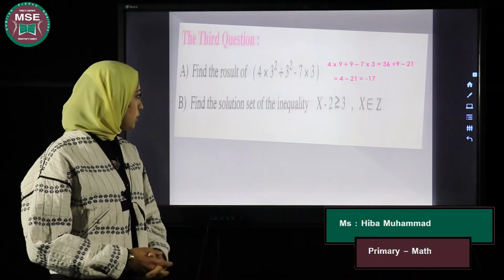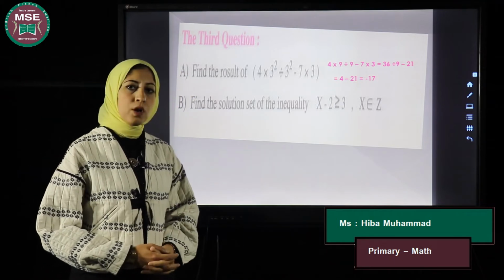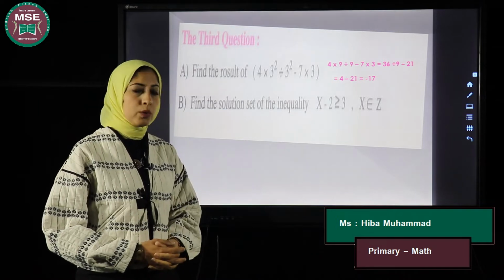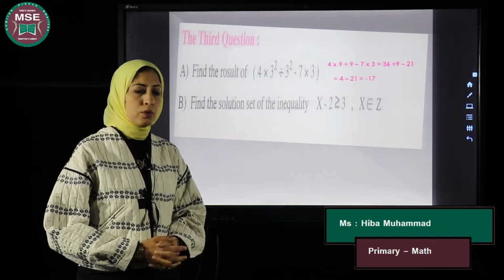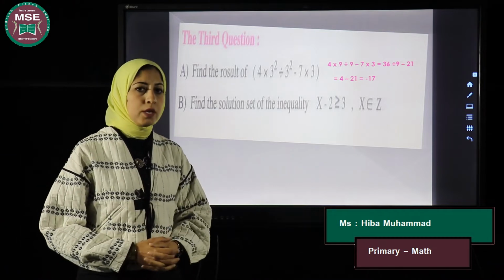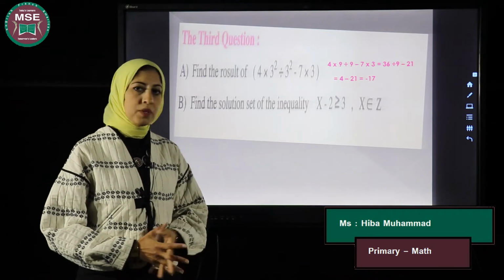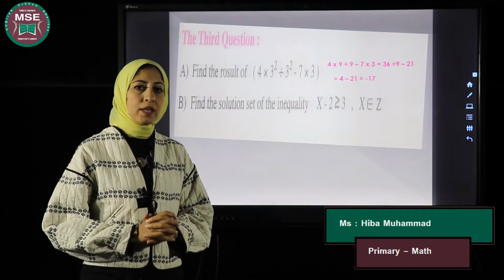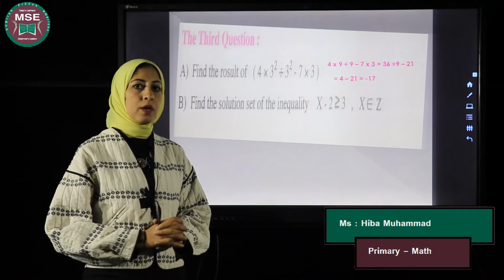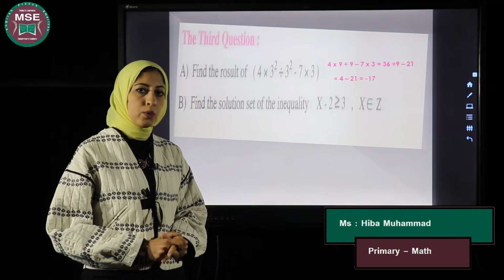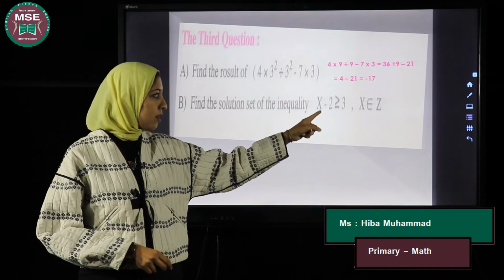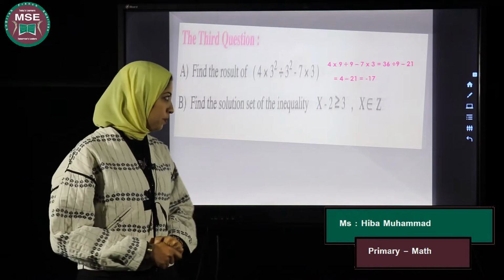The second question. Find the solution set of the inequality x minus 2 greater than or equal 3 and x belongs to Z. Okay, let's remember together what's the inequality. The inequality, it's an equation, okay, but it has the inequality sign. What is the inequality sign? Greater than, smaller than, greater than or equal, smaller than or equal, and so on. So this is called inequality because it has greater than or equal sign.